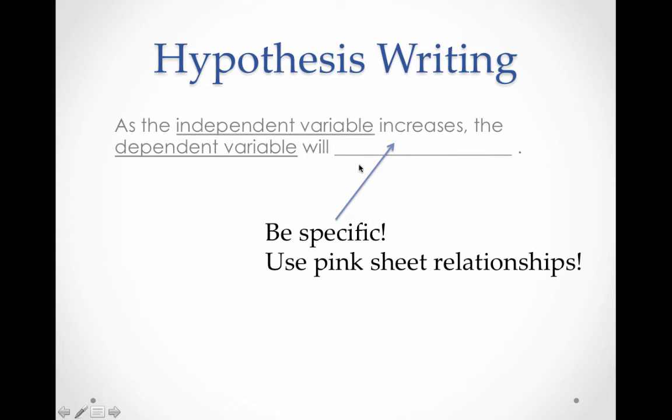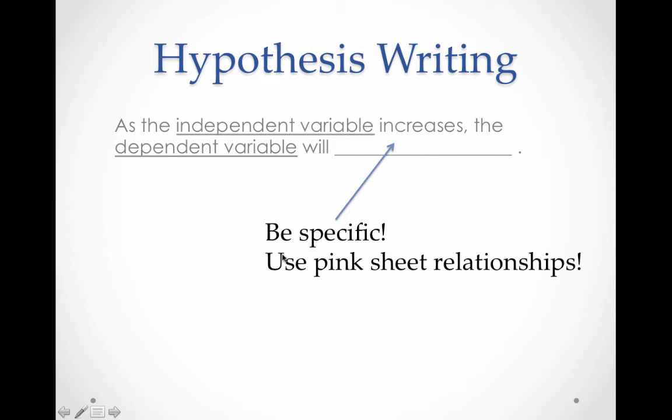Sort of the template that is shown on your pink reading graph sheet says, as the independent variable increases, the dependent variable will blank. Well, we don't write independent variable and dependent variable, we write what they actually are. So if you go back to your lab sheet and you see what the independent variable is here, the length, then the dependent variable is the time for 10 oscillations. You can plug those in.